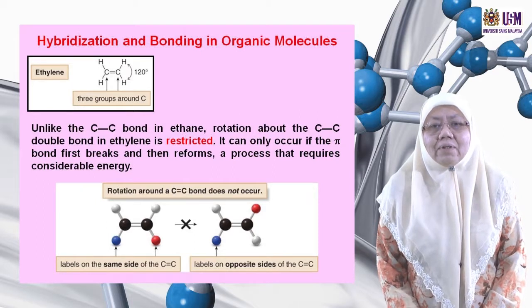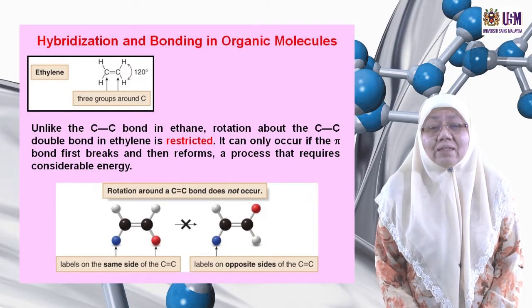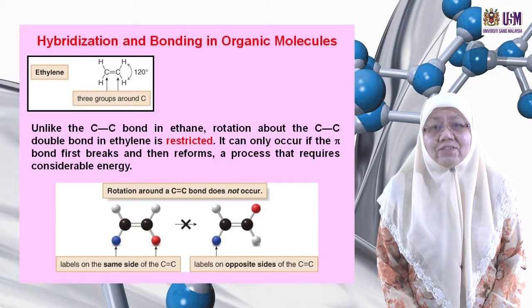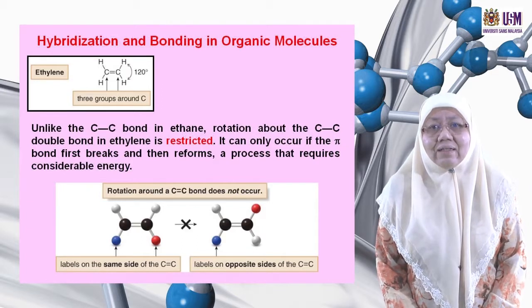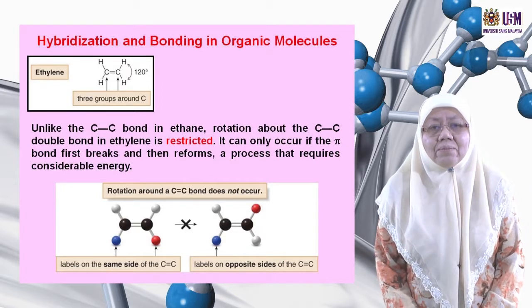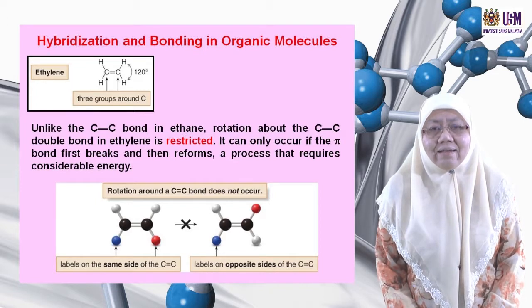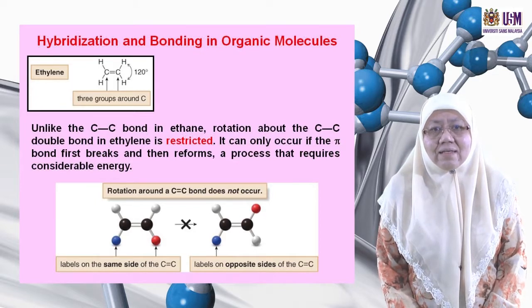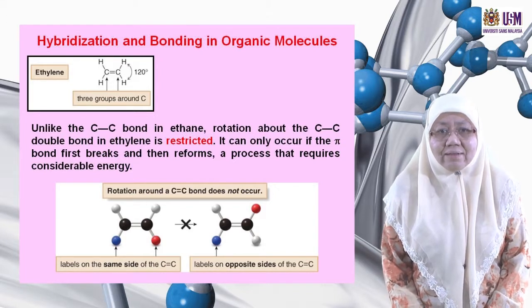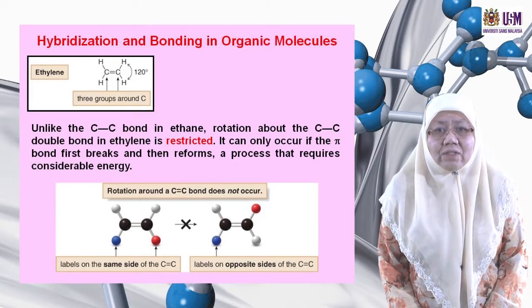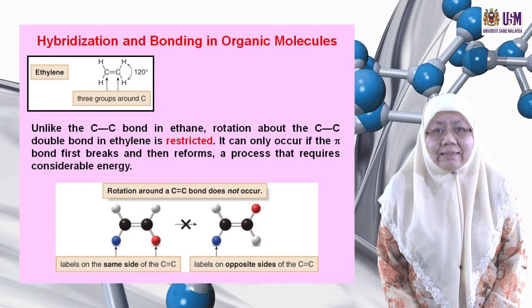Unlike the carbon-carbon bond in ethane, rotation about the carbon-carbon bond in ethylene is restricted. It can only occur if the pi bond breaks first and then reforms, a process that needs considerable energy. Okay, as we can see in the diagram, there is no rotation between the carbon-carbon double bond.